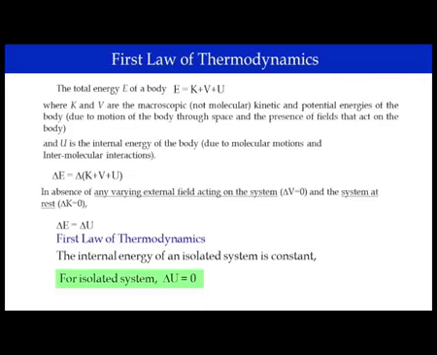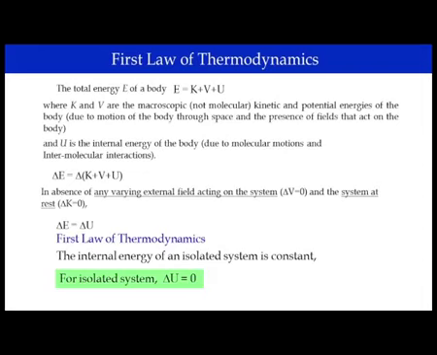We know the total energy of a body, E, can be represented as K plus V plus U, where K is the macroscopic kinetic energy and V is the macroscopic potential energy of the body. K happens due to the motion of the body through space, and V is potential energy because of the presence of a field that acts on the body. And U, we discussed in the last class, is the internal energy of the body due to molecular motions and intermolecular interactions. So, change in total energy could be represented as the change of each of these energies.